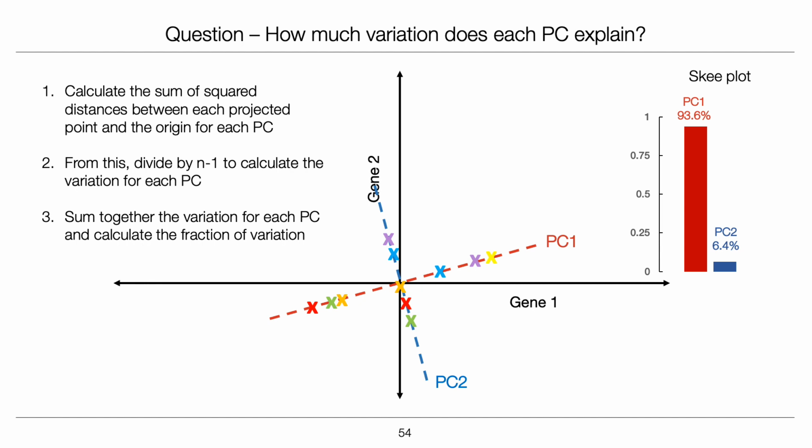In our two-dimensional example, PC1 explains 93.6% of the variation in your data, while PC2 explains the remaining 6.4%, as shown in this bar plot on the right. The bar plot is also called a scree plot.